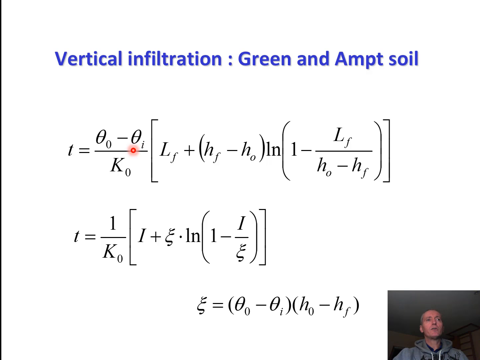Normally you write LF as a function of T, but in this case we cannot analytically invert the solution to obtain LF as a function of T. We therefore have what is called an implicit solution of the infiltration problem.